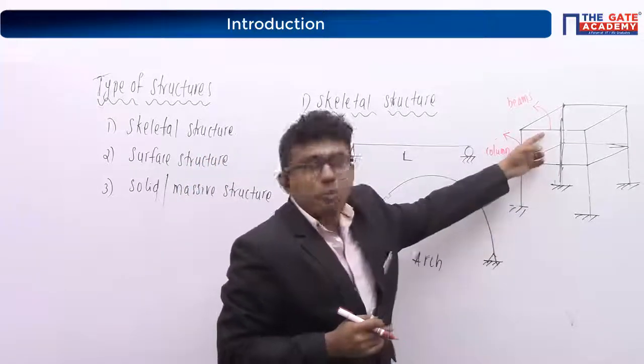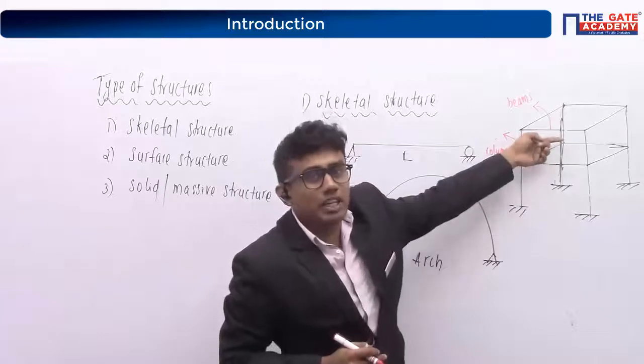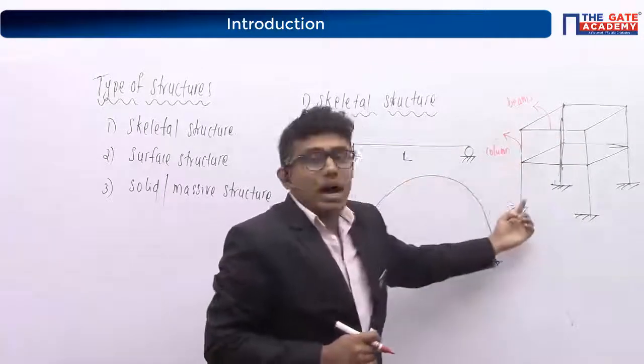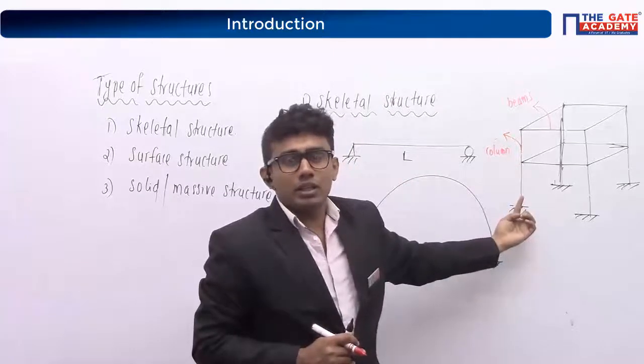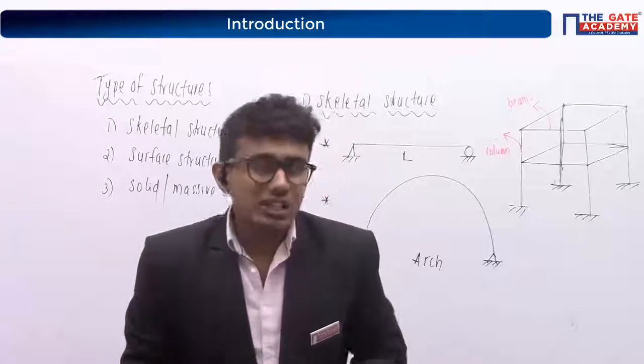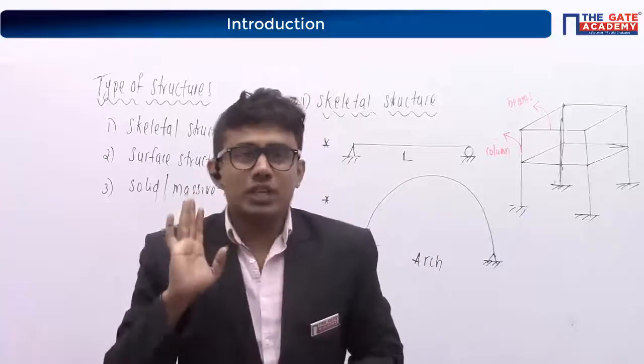Column here, coming to beam. Which dimension is predominating in a beam? Length of the beam is predominating there. In a column, height of the column will be predominating. When one dimension is predominating the other, I am going to call it our skeletal structure. I hope it is clear, right?